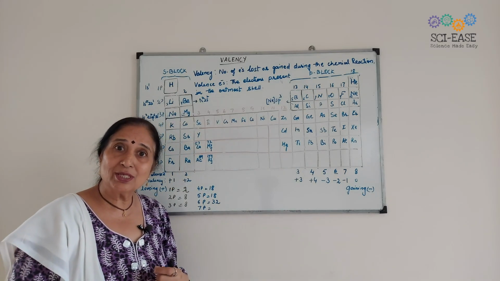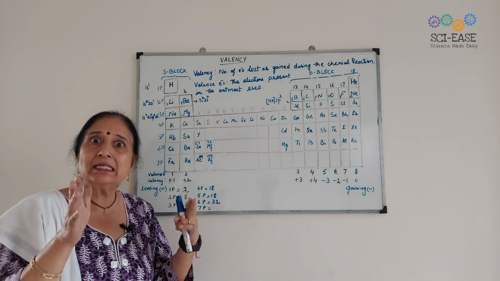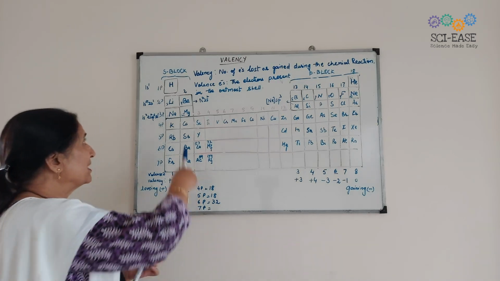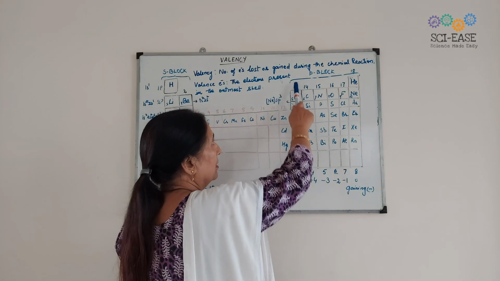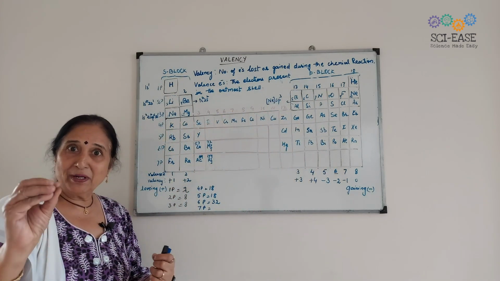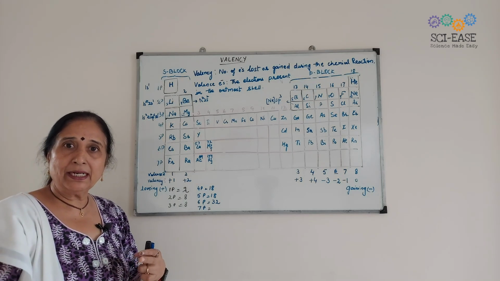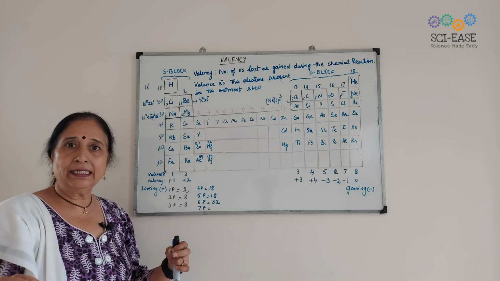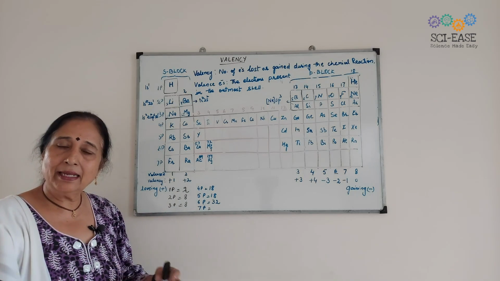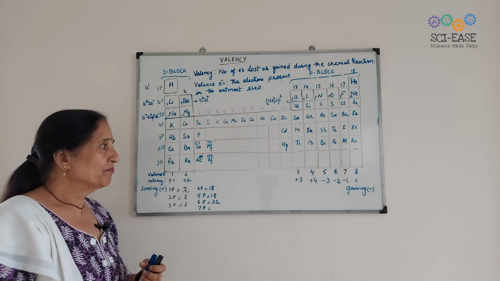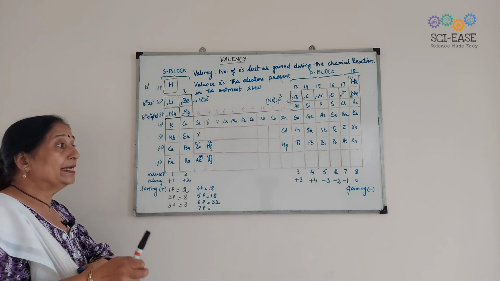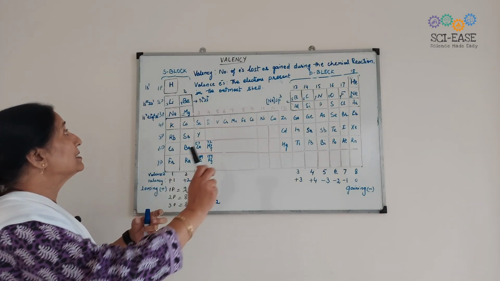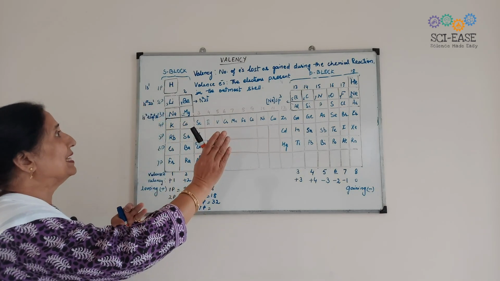Where is this valency used? You should know the valencies of the elements. First, you should know the names of the elements present in these groups. Okay, I have told you the simple method, how to remember it. It's very easy. It's not at all difficult. You will learn it when you will revise the things again and again. This will be on your tips.